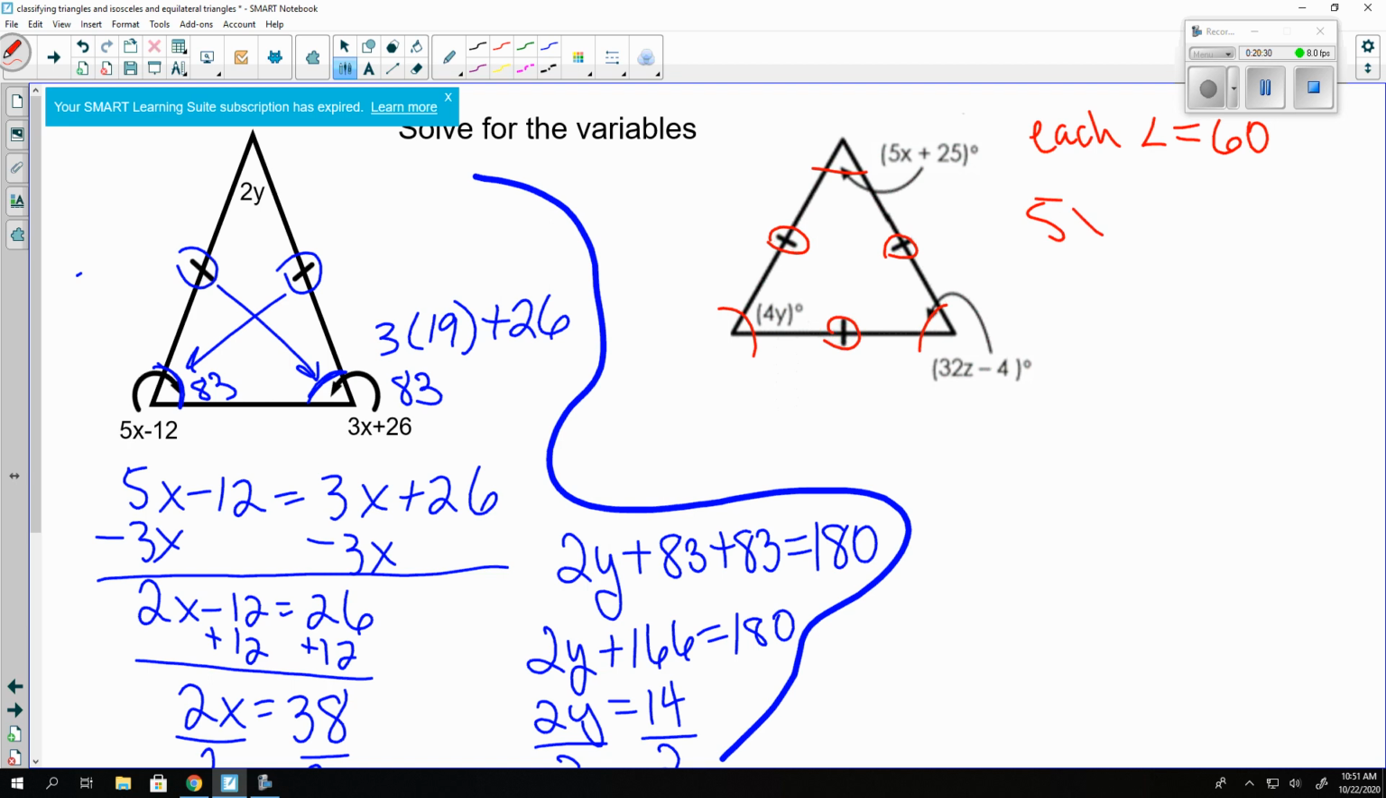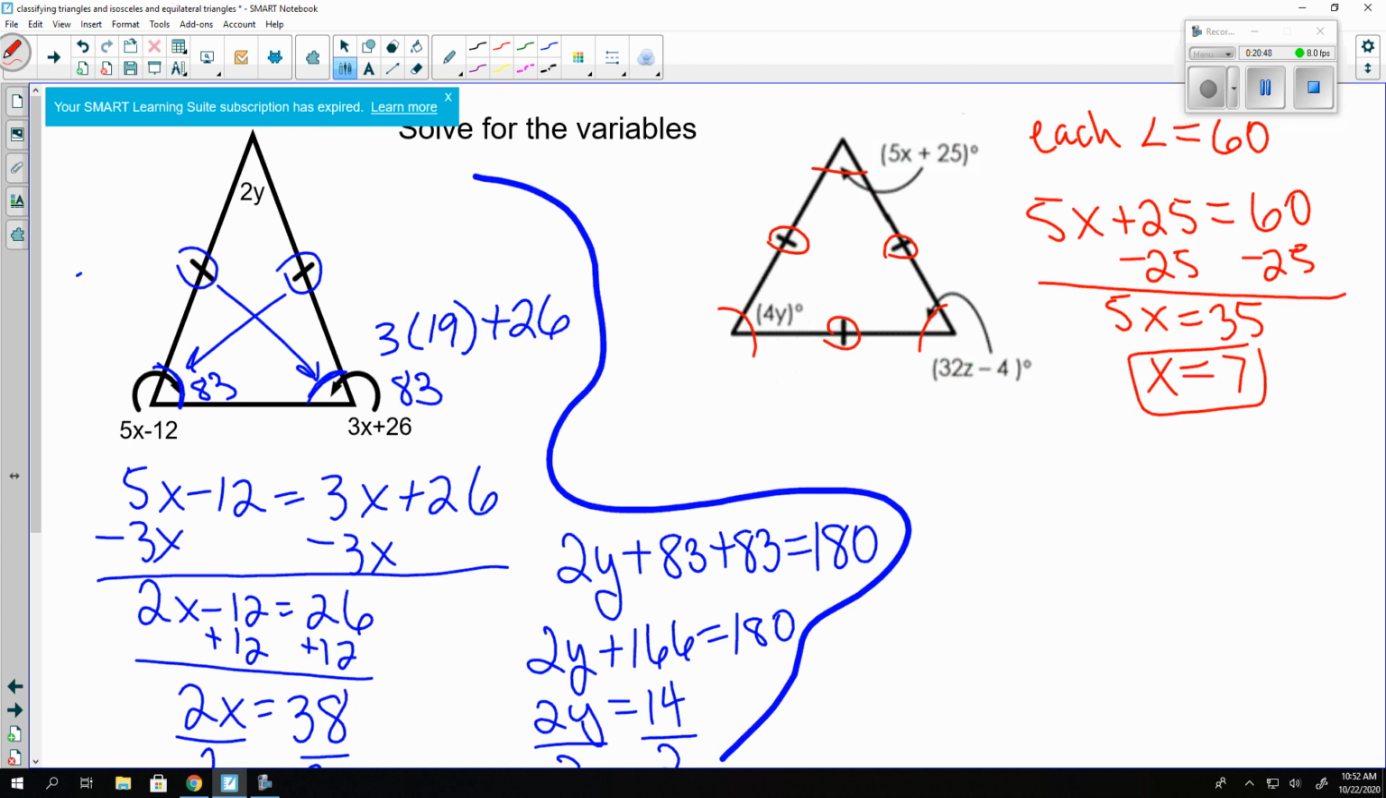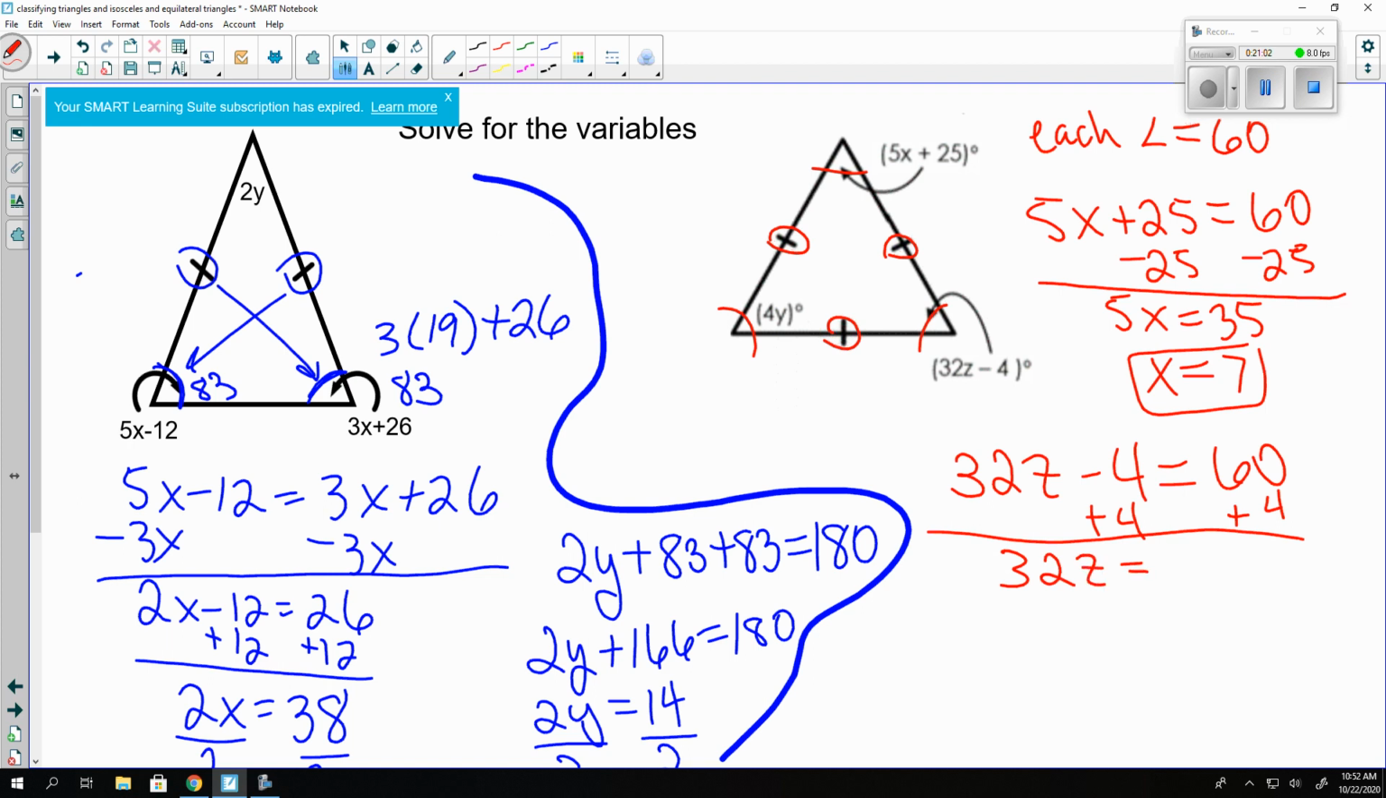All right, so we're going to have 5x plus 25 equal to 60. Okay, so minus 25, minus 25. So 5x is 35. So x, we divide by 5, so x will be 7. Okay, and now here, 32z minus 4. Guess what? That's also going to be equal to 60. So add 4, add 4. So 32z is 64. Divide by 32. So z is going to be equal to 2.